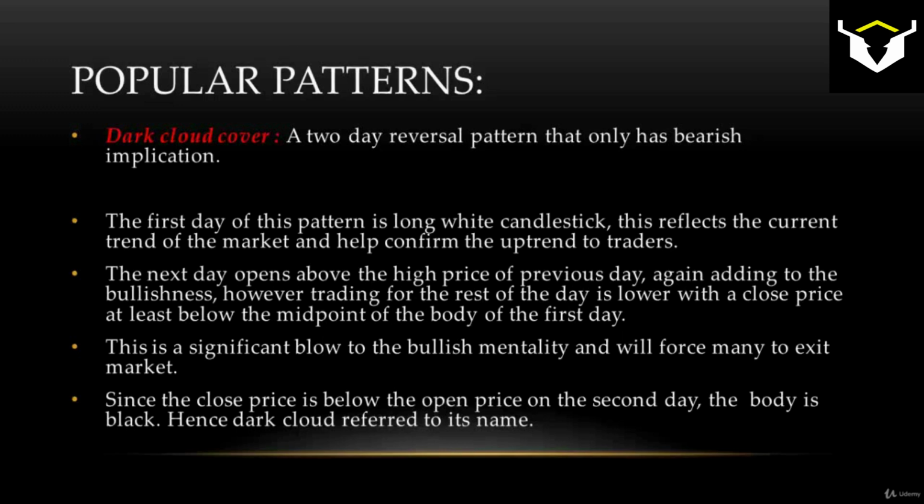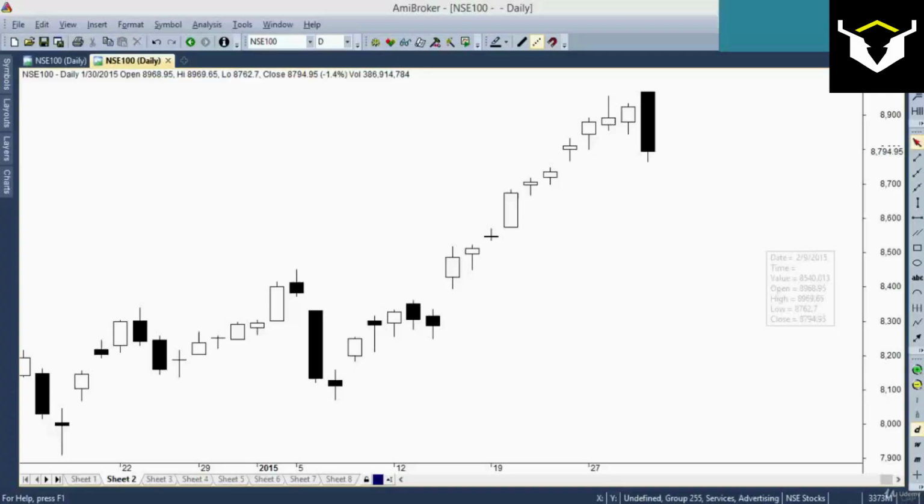A strong down day will make most of the traders book their profit and exit from the long trade. Since the close price is below the open price of the second day, the second bar is a dark bar and it's called dark cloud cover. Now let's go ahead and see some examples.